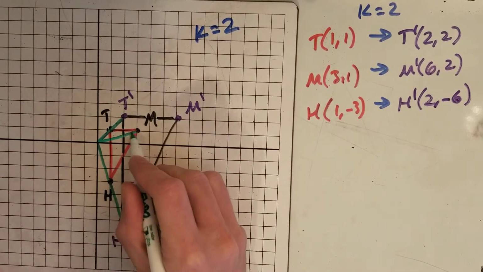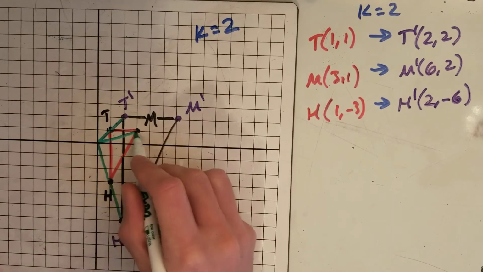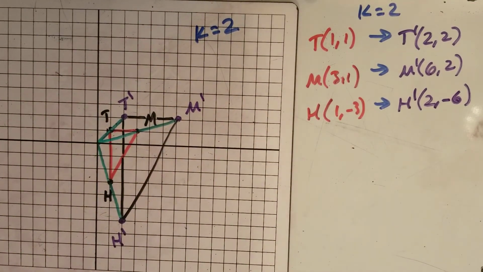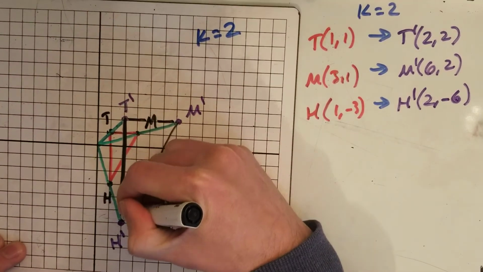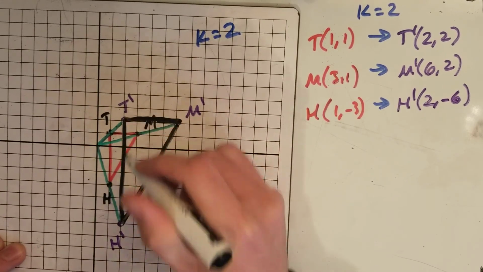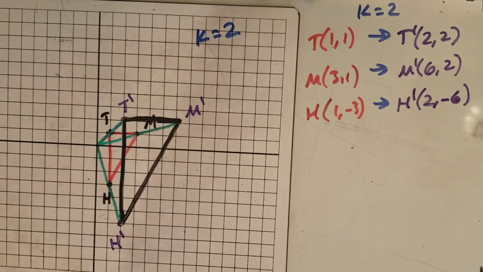And the same thing happens for M. That was your distance, so you do that again. That gets you to M prime. Everything is double the distance away. But your final image is right here in this black. This would be your final image, that black triangle.